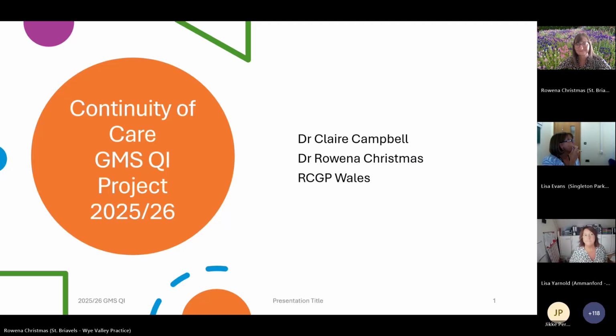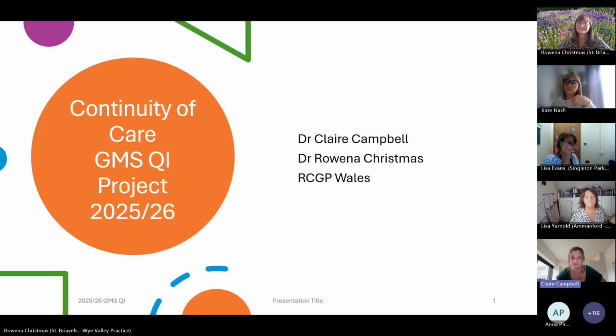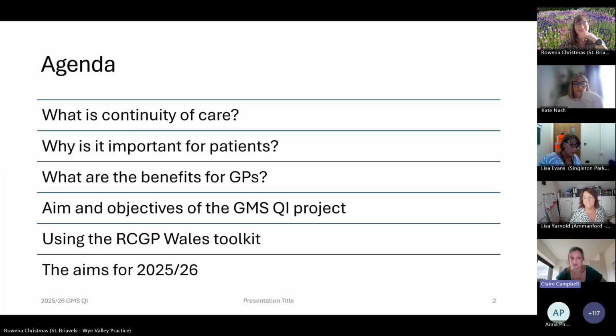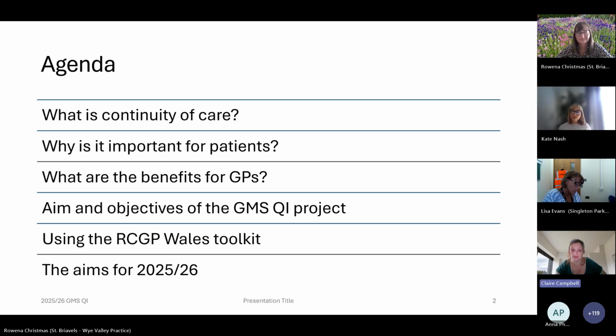Talk about something that's really close to our hearts, which is continuity of care, and how it's going to be embedded in general practice across Wales through the new GMS QI project. So here's what we'll be covering today. We'll be starting by defining continuity of care, then look at why it matters for patients as well as us as GPs. We'll walk through the aims of the QI project, introduce you to the RCGP Continuity of Care Toolkit, and outline what we hope to achieve this year.